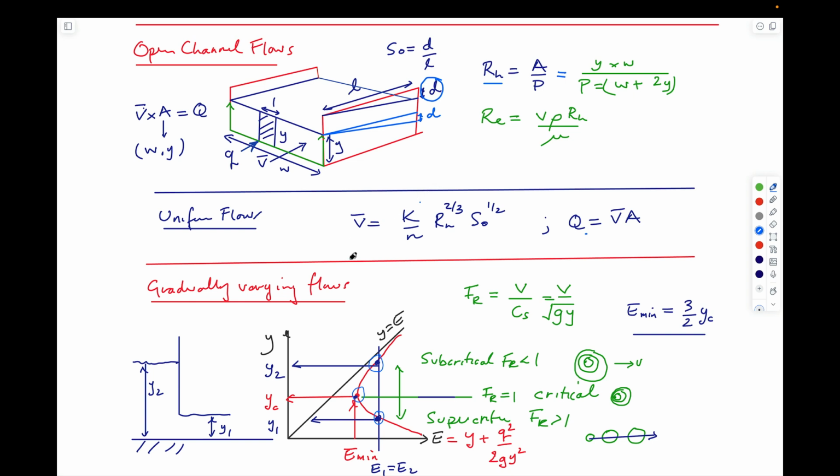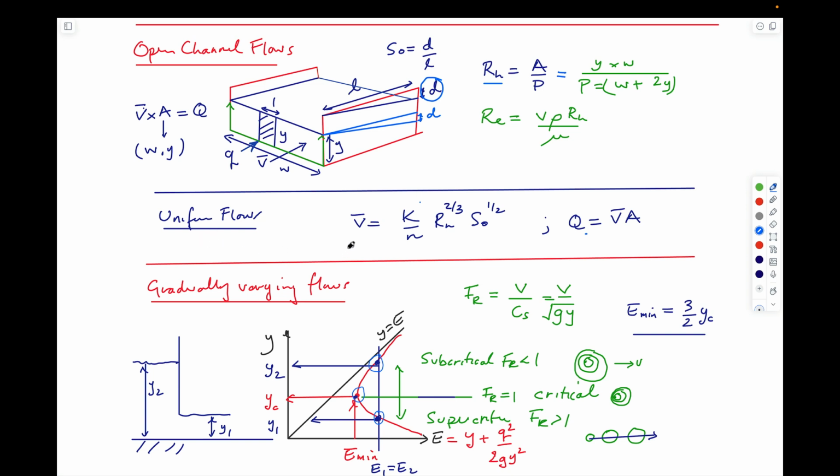For uniform flow, we can use the Manning coefficient. This K value is equal to 1. The Manning coefficient depends on the kind of material that makes up the channel wall. This is the hydraulic radius calculated from the area divided by the perimeter. And this is the relative slope of the channel, defined as the drop of the channel per length L.